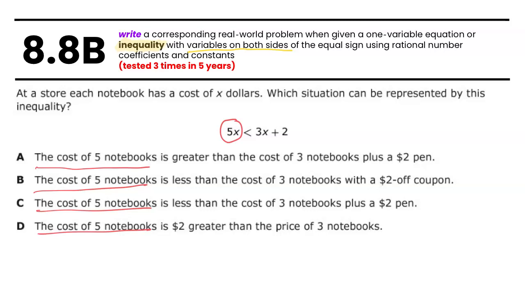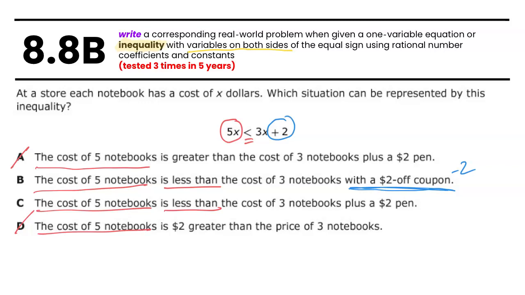And then what we see next is a less than sign. And so that would lead me to believe that I would probably want to go after something that says is less than. So that's going to eliminate A and D. And then the difference between B and C is that B is talking about a $2 off coupon. Well, I know that a $2 off coupon is actually going to reduce the cost, and so that would lead to a -2 in the inequality. But we do not see -2, we see +2.